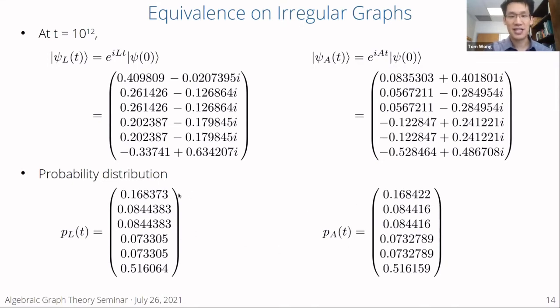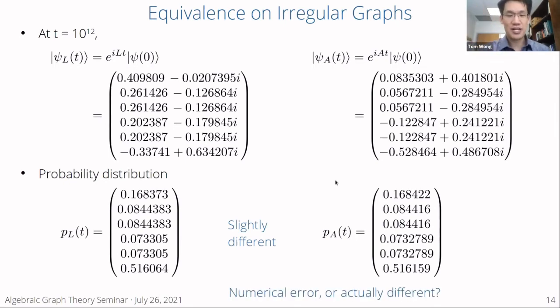And so now it's like, are they actually the same? So obviously they're slightly different, but because we use a time that's so big, you have to wonder, are they different because there's actually numerical error now in our calculation? So are these actually the same, and any difference we see is due to numerical error, or are these actually different?